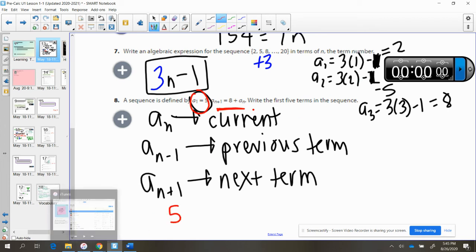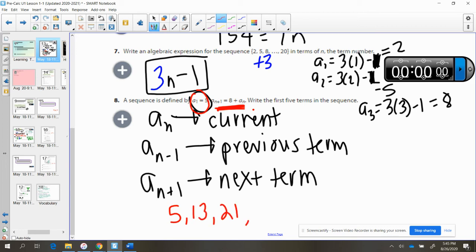Well, term number 1 they gave us was 5. And then they're telling us we are adding 8 to our current term. So the next term would be 13, add 8 more, add 8 more, add 8 more.